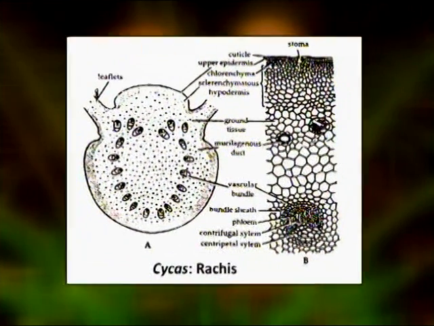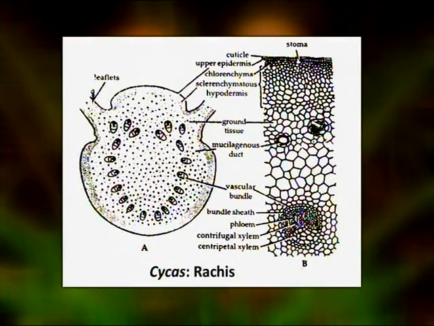Epidermis is the outermost layer and is covered by thick cuticle. Just below the epidermis is the hypodermis, which is 2 to 3 layers in thickness on the adaxial side and many layered on the abaxial side. Usually, the cells of hypodermis are collenchymatous. Ground tissue is parenchymatous and follows the hypodermis.